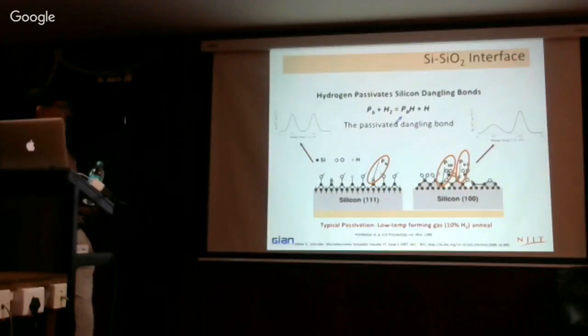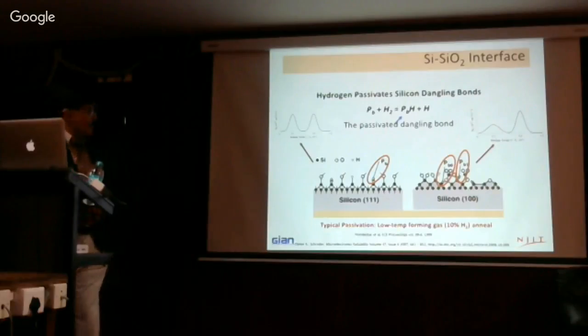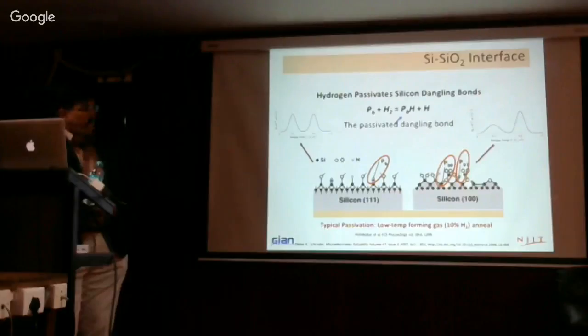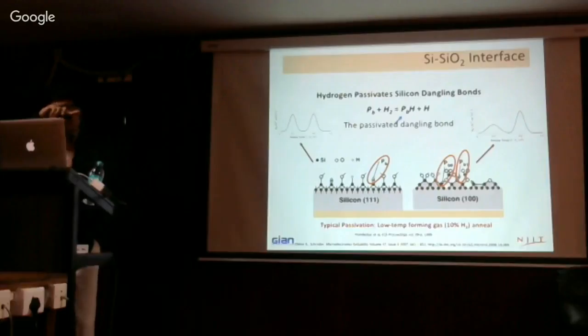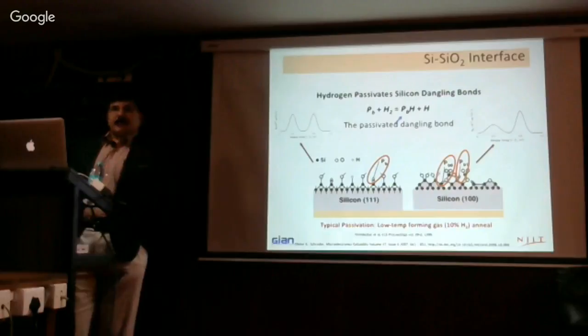And typical passivation for this is a low temperature forming gas anneal. So you can just anneal with hydrogen. What is the percentage of hydrogen in forming gas? The idea is actually 90% nitrogen and 10% hydrogen. And that is good enough to passivate most of the dangling bonds in the surface. If the dangling bonds are of the Pb0 type or Pb1, it is also very difficult to passivate. So even with hydrogen annealing, you do not have all the interface states passivated.